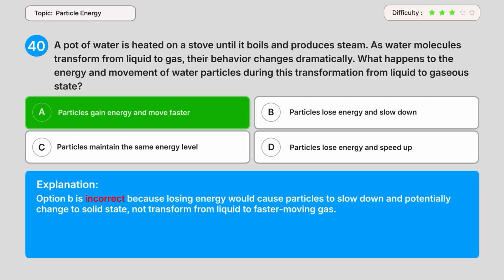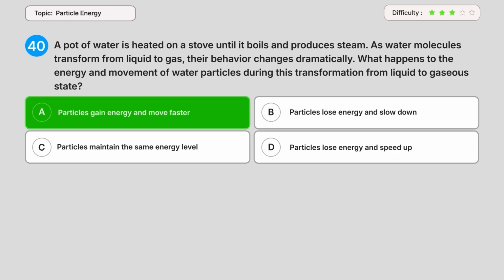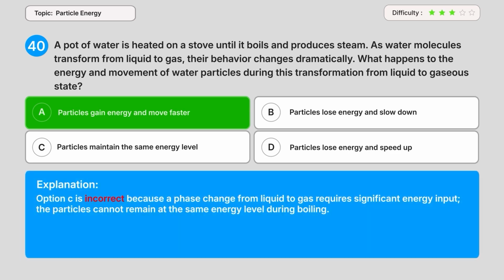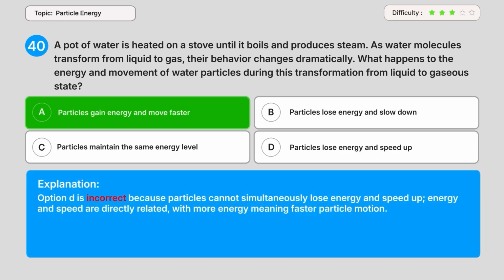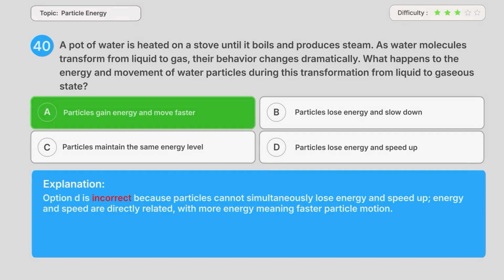Option B is incorrect because losing energy would cause particles to slow down and potentially change to solid state, not transform from liquid to faster moving gas. Option C is incorrect because a phase change from liquid to gas requires significant energy input. The particles cannot remain at the same energy level during boiling. Option D is incorrect because particles cannot simultaneously lose energy and speed up. Energy and speed are directly related, with more energy meaning faster particle motion.